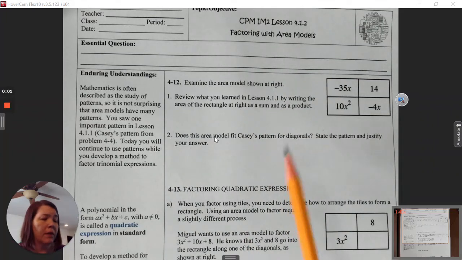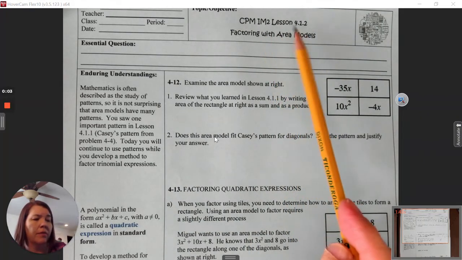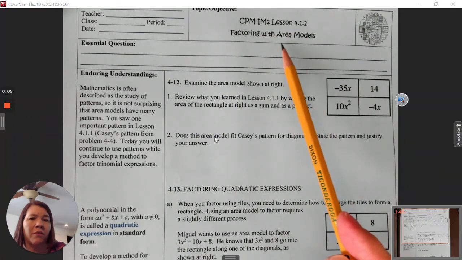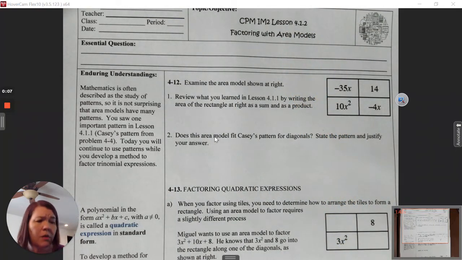So welcome. This is Integrated Math 2, Lesson 4.2.1. We're going to be factoring with area models. As you recall in 4.1.1, we learned what factoring was. That was to break apart a sum into a product. So given a sum that we already have, and then taking it and breaking it into a pattern.